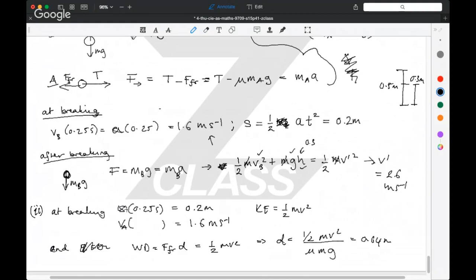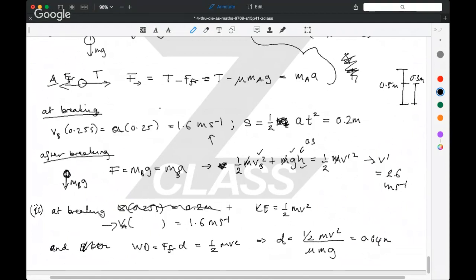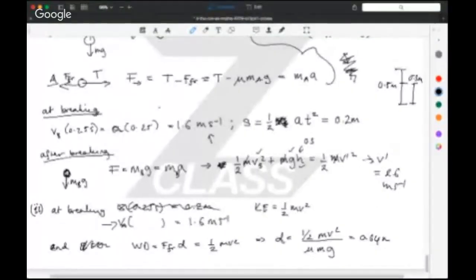Actually, I didn't need this bit. What I needed was the velocity at the point of breaking. So the whole thing moved as a unit until the string broke, and then they start their individual motions. So in both cases, we could use conservation of energy to find out some facts about them. And that's the end of the paper. Please let me know if you have any questions.